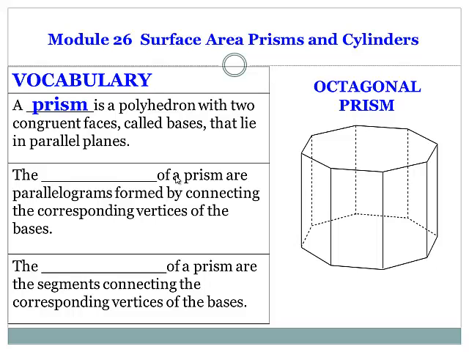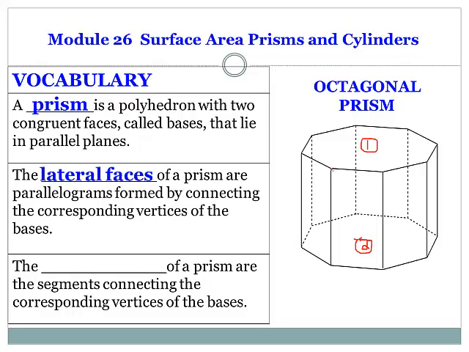A prism is a polyhedron, remember that was in the previous module, with two congruent faces, and we call those bases, that lie in parallel planes. So if you think about the octagonal prism, the reason it's octagonal is because the top and the bottom are the exact same figure. They're octagons, so we say an octagonal prism.